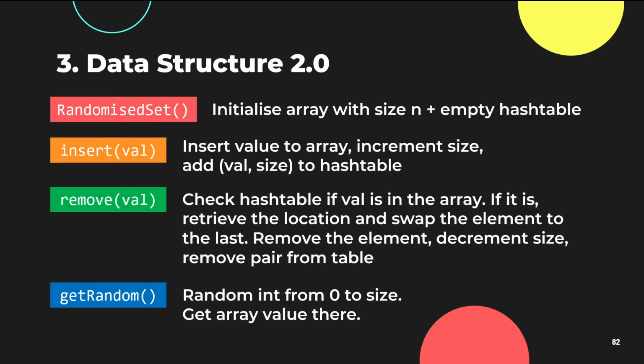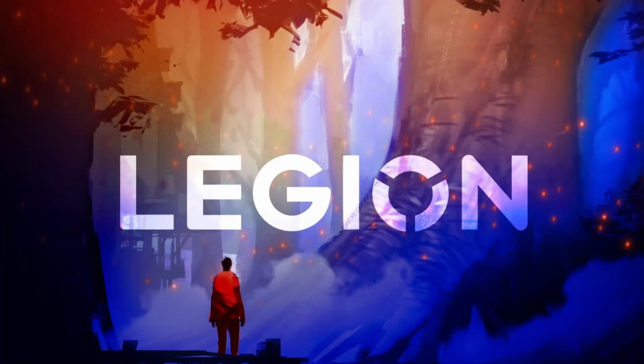So this is a quick recap. Initialize the array for a randomized set. For insert, you insert the value to the array, or the second hash map also. For remove, you check the hash table if the value is present. If it is present, you retrieve the location, swap to the last, set it as null, and reduce the size. And finally, get random should be simple. So far, any questions?